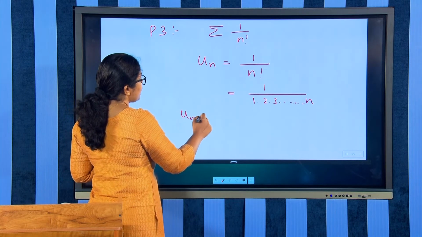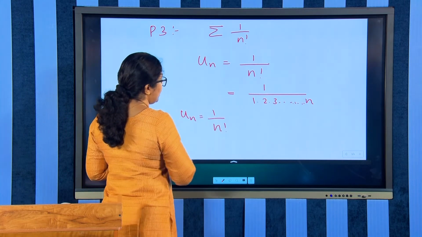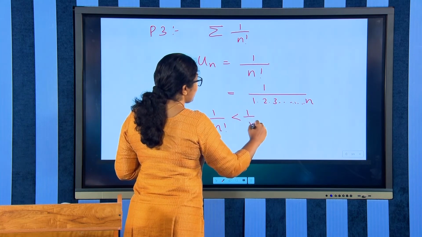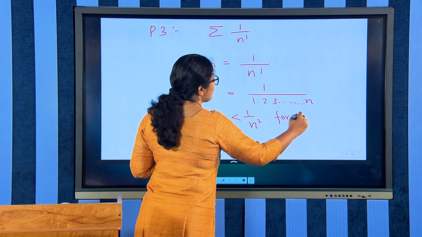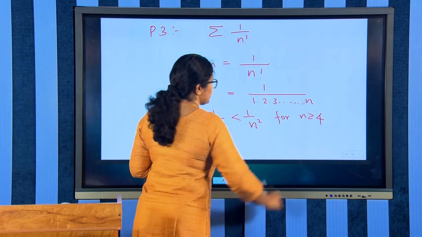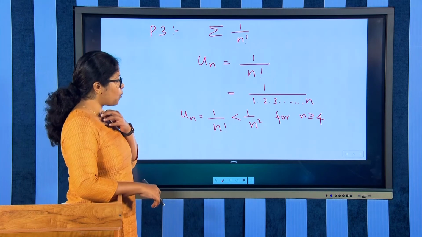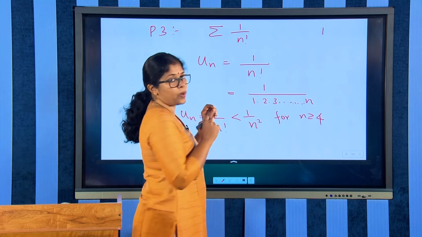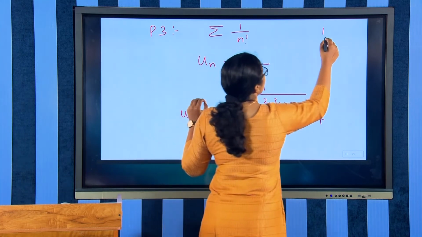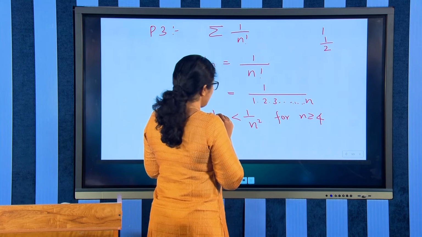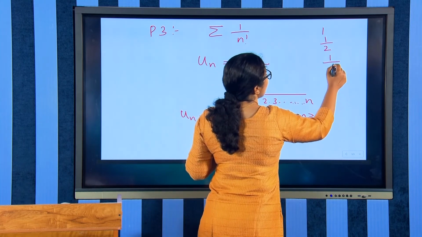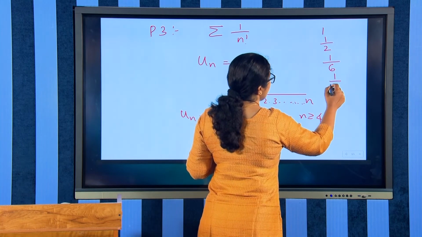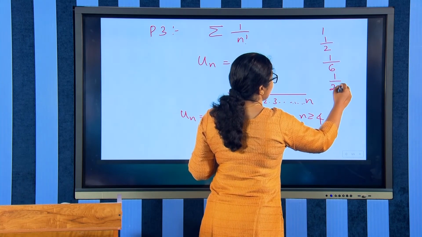Un we can write as 1 by n factorial, and we can say that this is less than 1 by n square for n greater than or equal to 4, because the first few terms are 1 upon 1 factorial, which is 1. The next term is 1 by 2 factorial, which is 1 by 2. The next is 1 by 3 factorial, which is 1 by 6. The next is 1 by 6 into 4, 24.